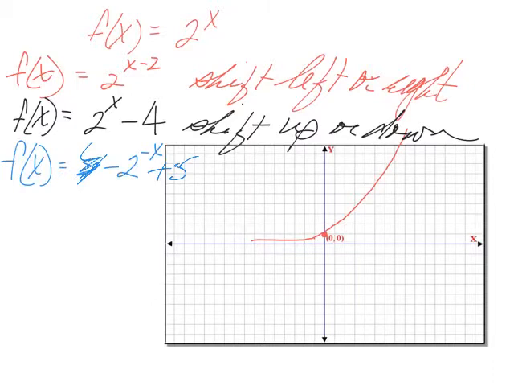That plus 5 means I'm going to shift it up or down. In this case, since it's a plus 5, I'm going to shift it up. The negative sign right here on the exponent means that I'm going to reflect it across the y-axis. And this negative sign here means that I'm going to reflect it across the x-axis. So it's going to do several things. It's going to go up 5.